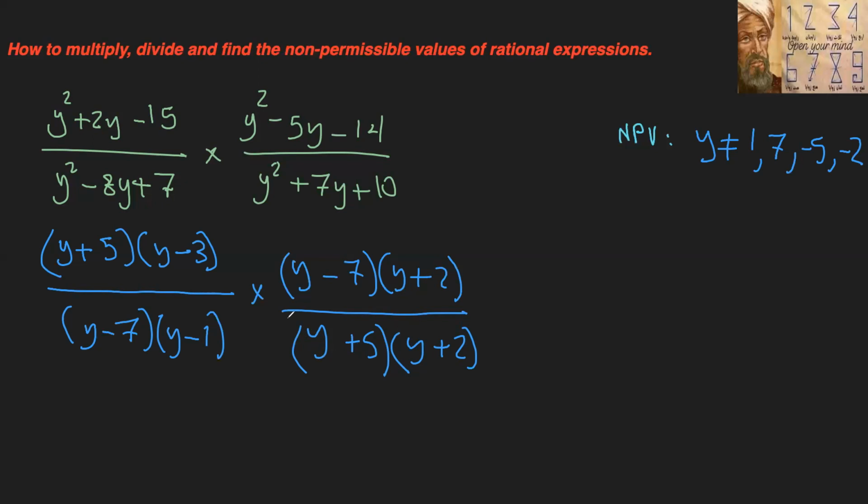So it's not dividing here where we have to do top and bottom. You just do bottoms when you're multiplying. Okay, and now you could just start reducing. This y minus 7 will take this y minus 7 away. This y plus 5 will take this y plus 5 away. y plus 2 from here takes away y plus 2 from here. And my final answer is y minus 3, y minus 1.